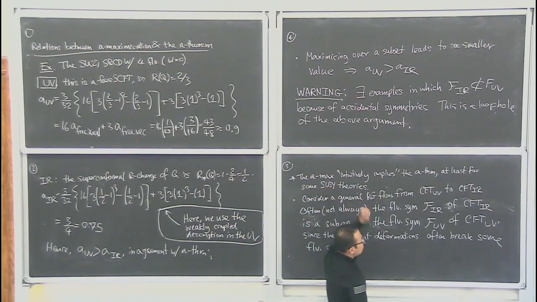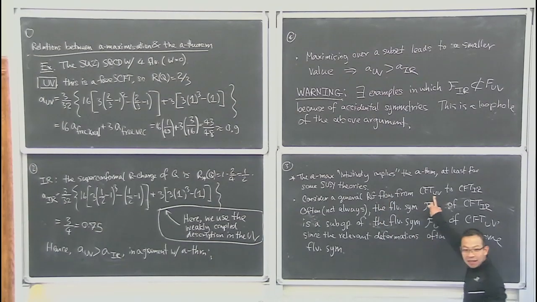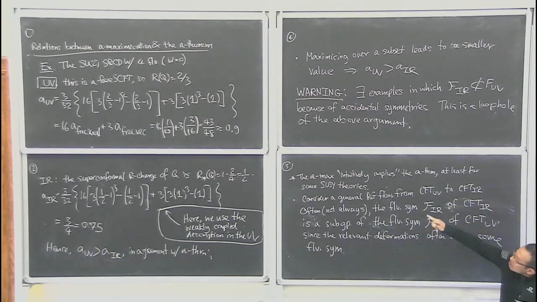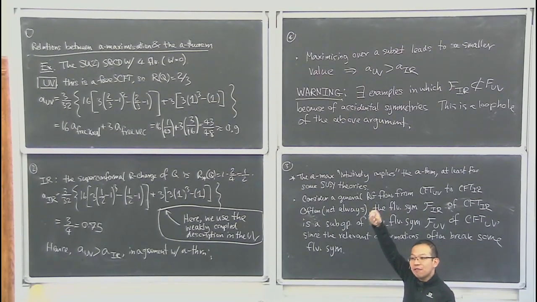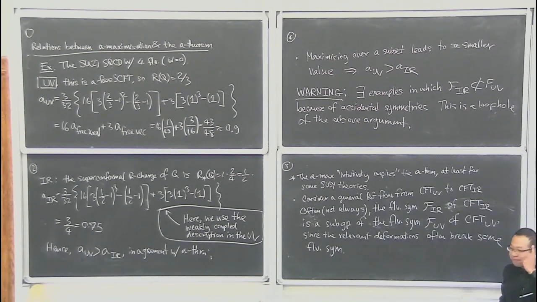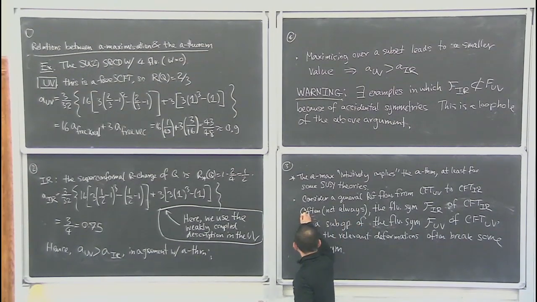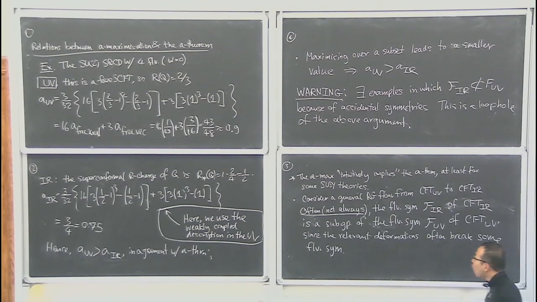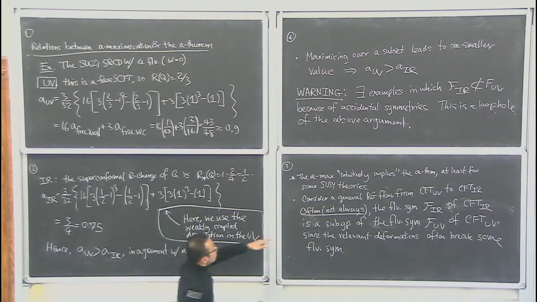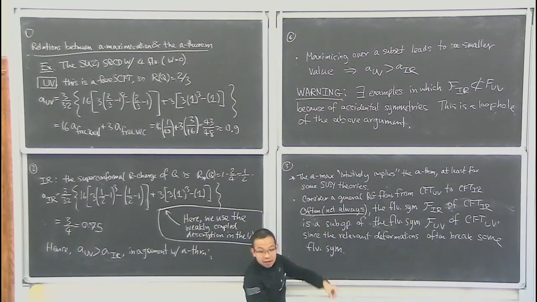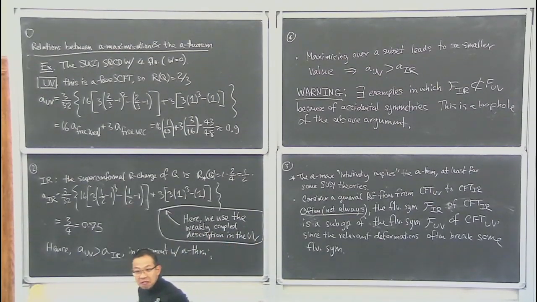Okay? So A maximization intuitively implies the A theorem, at least for some SUSY theories. You have to use it in a careful way. If you consider an RG flow from a CFT, which I call CFT UV, to a CFT IR, which is basically this example, you start from a free CFT and you flow. Often, but not always, and this is important, the flavor symmetry in the IR is a subgroup of the flavor symmetry in the UV. Why? Because you have to turn on some relevant deformation to trigger the flow. Usually this relevant deformation breaks flavor symmetry. Okay?